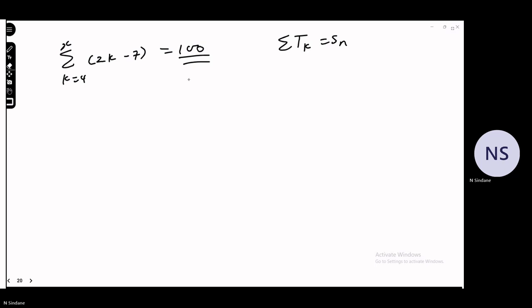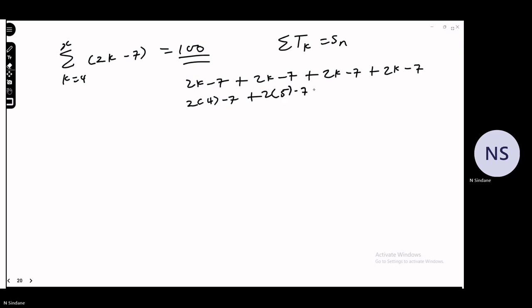Let's do a series. 2k minus 7 plus 2k minus 7 plus 2k minus 7 plus 2k minus 7. So it starts at 4. 2 into 4 minus 7 plus 2 into 5 minus 7 plus 2 into 6 minus 7 plus 2 into 7 minus 7. This gives me 1 plus 3 plus 5 plus 7. Right? Then I know what is the value of a now. A is equal to 1.